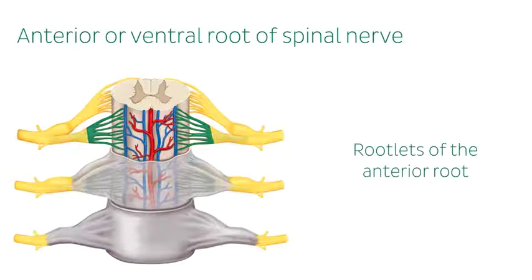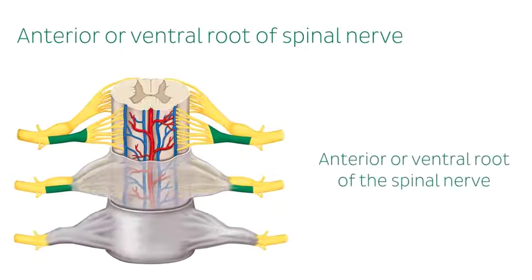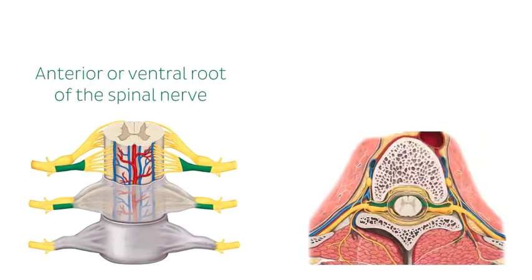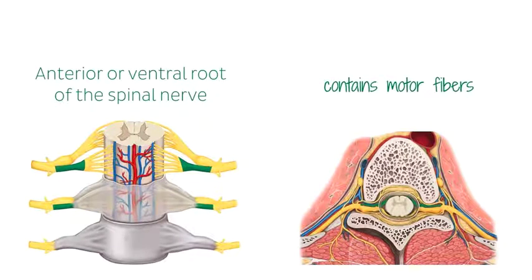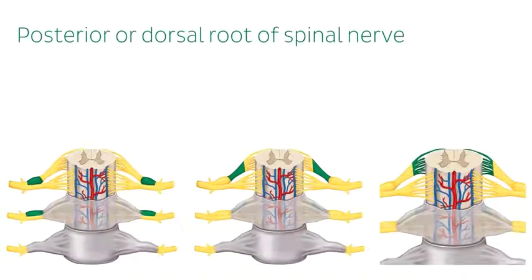After a very short distance, as you can see in the image on the left, these rootlets merge to form the anterior or ventral root of the spinal nerve. So the anterior root of the spinal nerve contains motor fibres which carry signals away from the central nervous system. But what about the sensory information? How does the information from the skin, the muscles, and the joints come to the central nervous system?